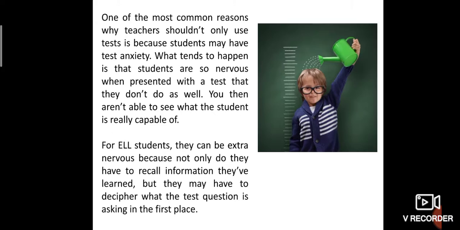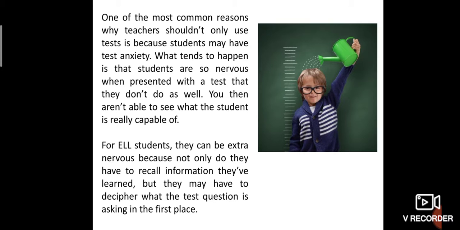So that is one of the most common reasons why teachers should not only use tests: students may have test anxiety. We agree on that. What tends to happen is that students are so nervous when presented with a test that they don't do as well. You are then not able to see what this particular student is really capable of. Now, for ELL students, as we have discussed before, they can be extra nervous. They are not native speakers of English. Just like us Filipinos, we Cebuanos are learners of English. Not only do they have to recall the information they learned, but they may have to decipher what the test question is asking in the first place.